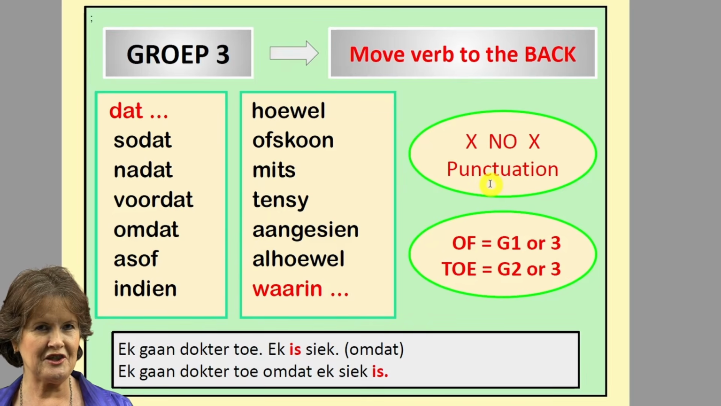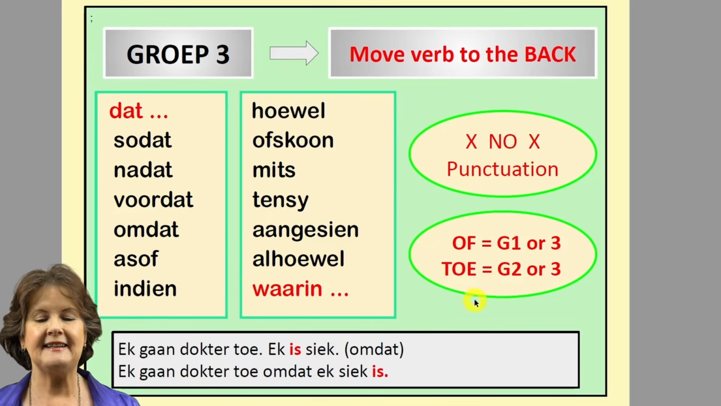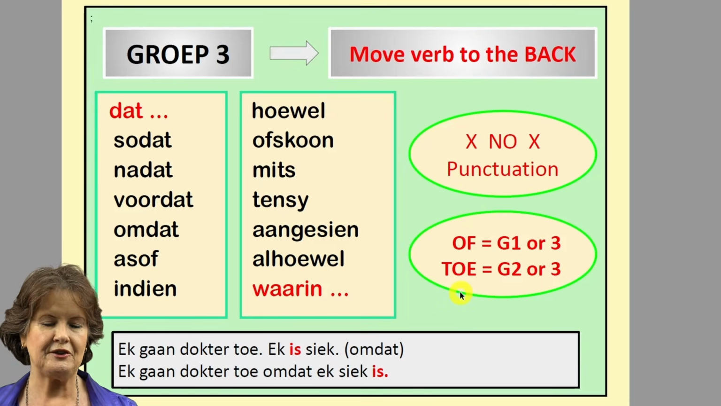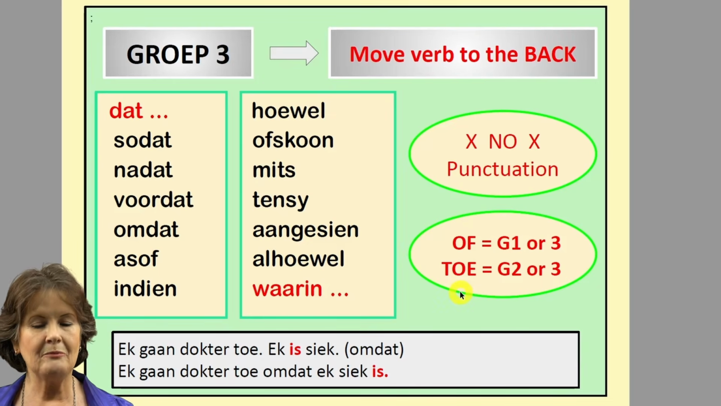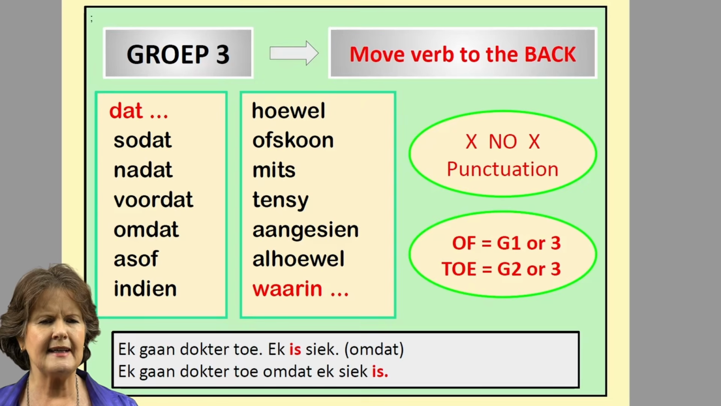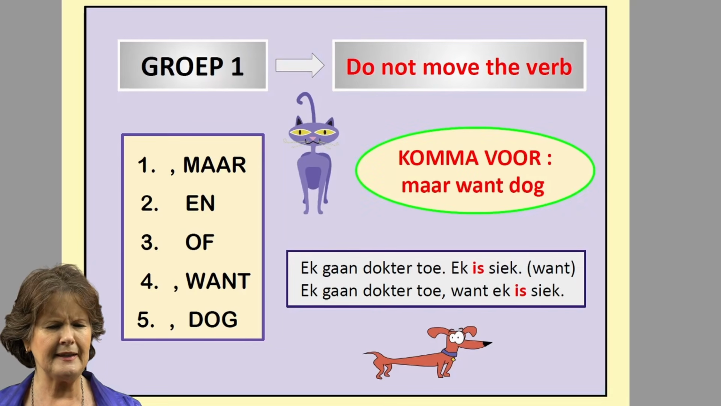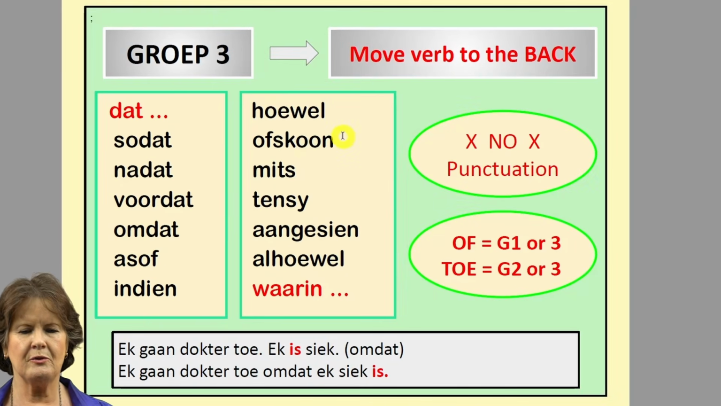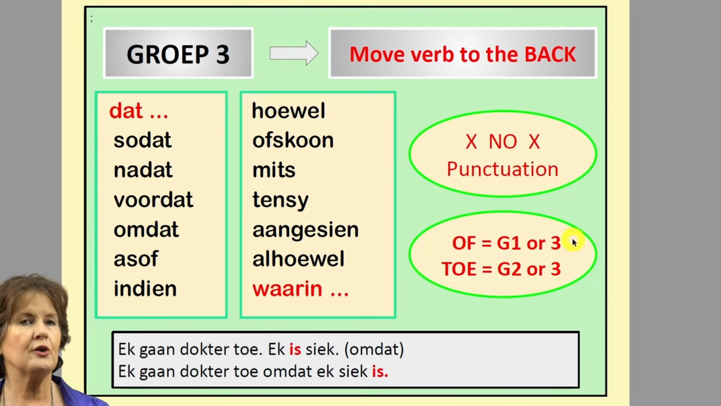No punctuation. The only two naughty little conjunctions is off and to. They run away from home often. So off can be in group 1. You know it's the little kittens, one of the little kittens in group 1. So the verb will either stay there or the verb will go to the back. So off can be group 1 or group 3.